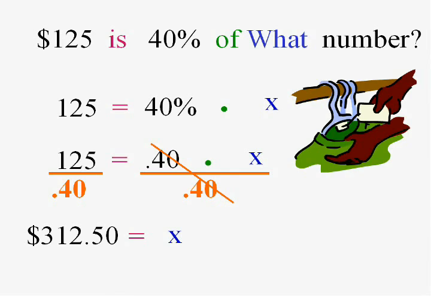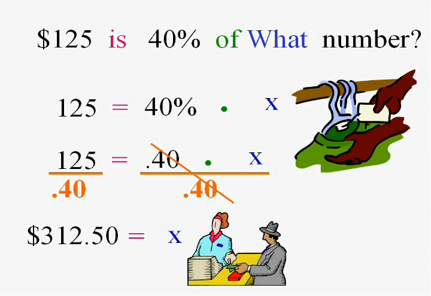$312. Now, does that seem like a reasonable answer? I believe it does. If it was smaller than 125, I know I'd be wrong. But here, 125 is a discount of a dress that cost $312. Better be a nice dress. I'll take it.